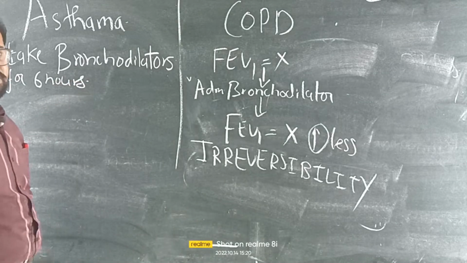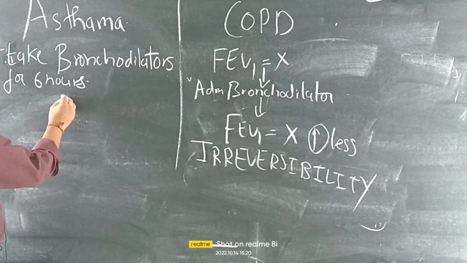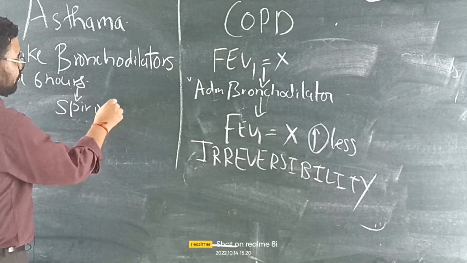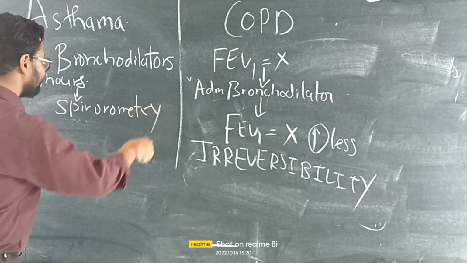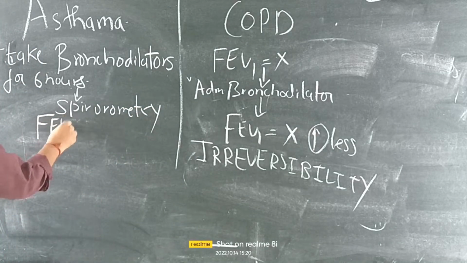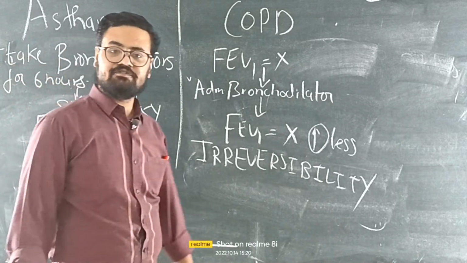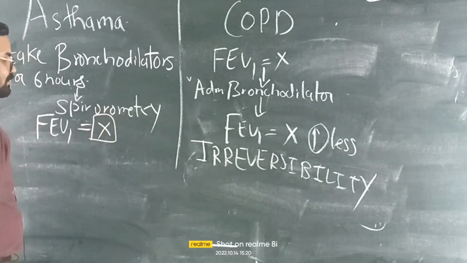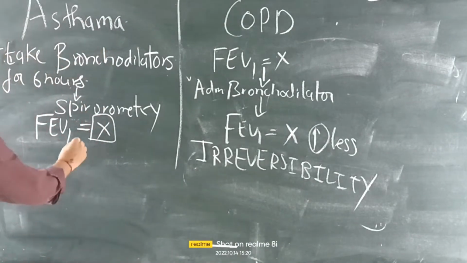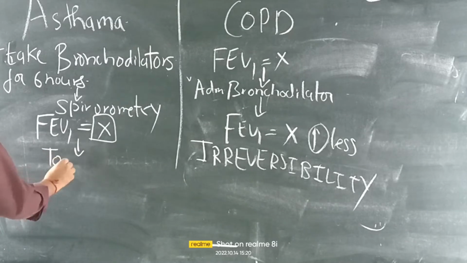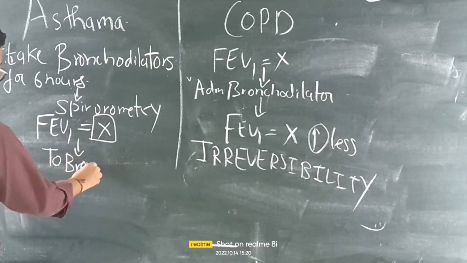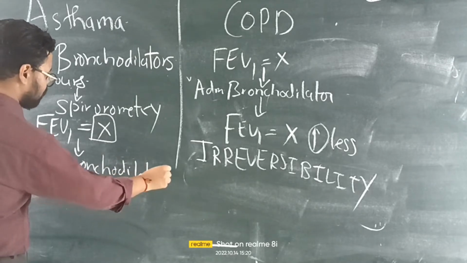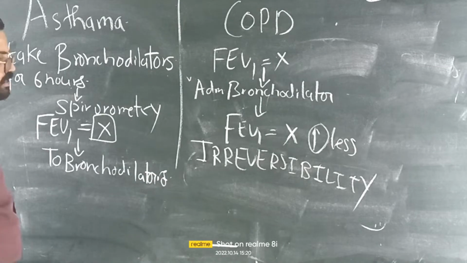But after 6 hours, what I will do is spirometry. And what will be the finding? Suppose the spirometry FEV1 finding will be X. What is FEV1? Forced expiratory volume in 1 second. Now I am saying my patient to take, I will provide bronchodilators, that is salbutamol or salmeterol, formoterol, anything it may be.